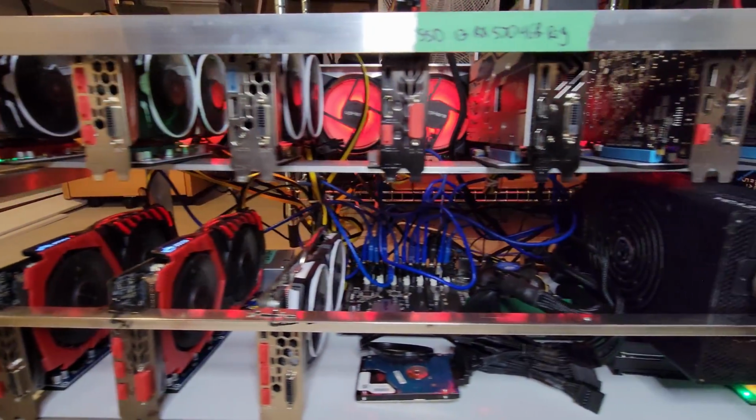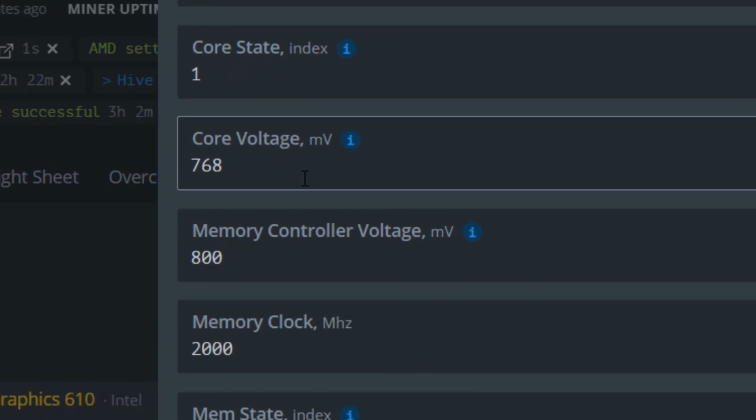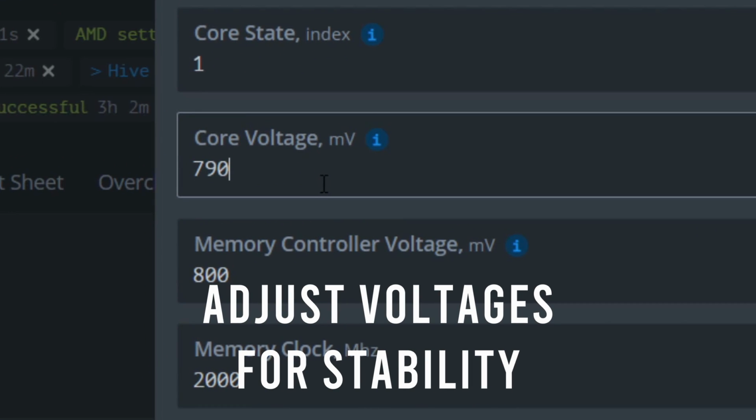Overall, these settings are a good starting place when tuning your GPU for mining Ravencoin on the KAWPOW algorithm. These settings will work well on both the RX 570 and 470 as they have the exact same specs. And of course, each GPU's silicon quality will vary, so you will need to adjust your voltages to get your cards running stable.